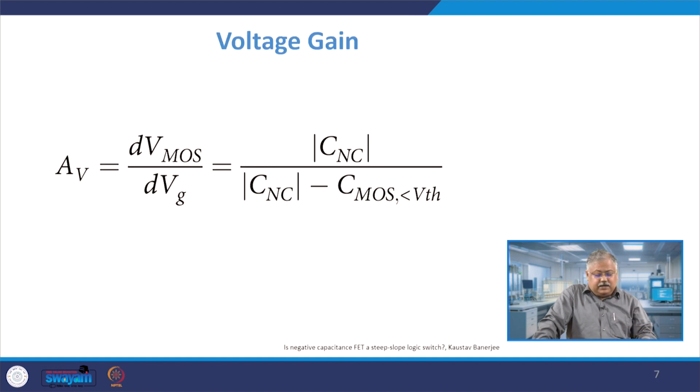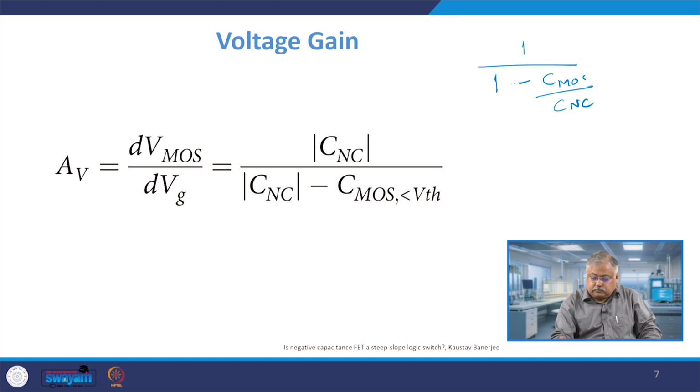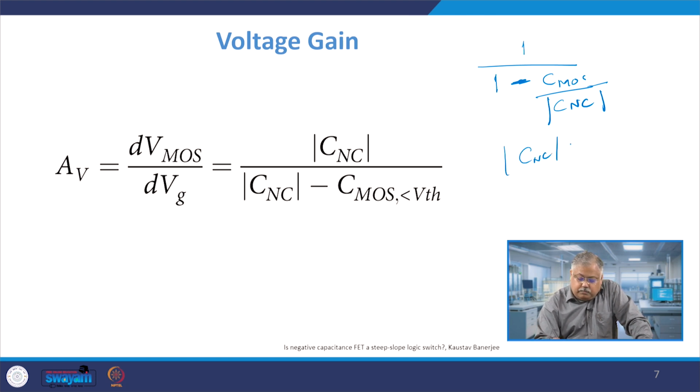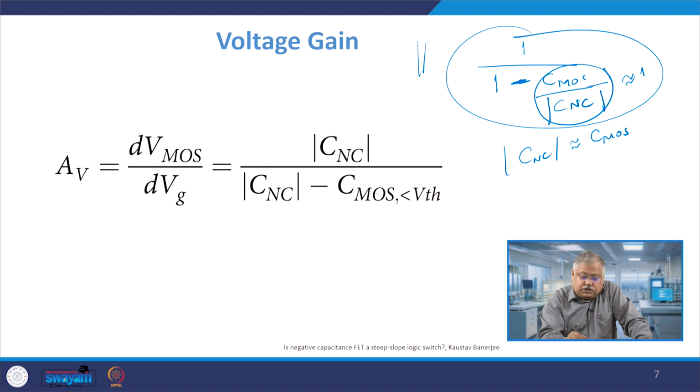The voltage gain AV is given by dVMOS by dVg, and it is given by CNC upon CNC minus CMOS. Now if you divide by CNC in the numerator and denominator, I get 1 over 1 minus CMOS divided by CNC, with the negative sign. I will obviously use the modulus value here. This is where an interesting thing comes into the picture. When your CNC modulus value becomes of the order of, or at least equal to, CMOS, this quantity reaches 1, and therefore the whole quantity shoots up: the voltage gain becomes very large, almost infinity.